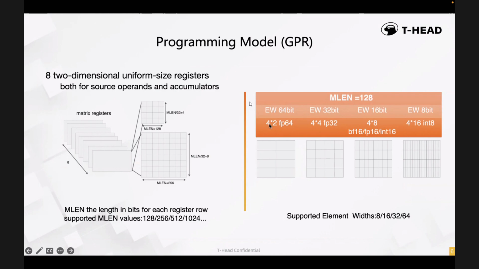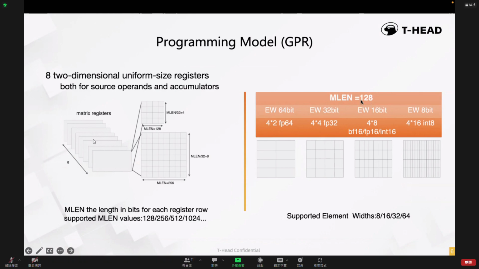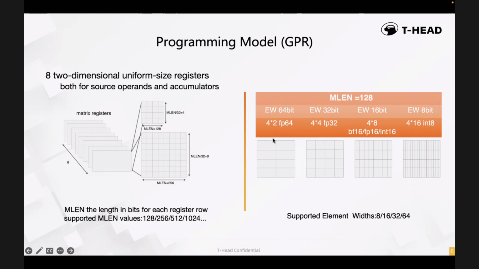For the same mlen, if the element width is halved, the matrix row remains unchanged and the columns are doubled. For example, when mlen equals 128, a matrix register contains 4 times 2, 64-bit elements, or 4 times 4, 32-bit elements, or 4 times 8, 16-bit elements, or 4 times 16, 8-bit elements. When the width of the element changes, our proposal always keeps the number of rows of the register unchanged. This will make it easy for software developers to understand and use our extension.